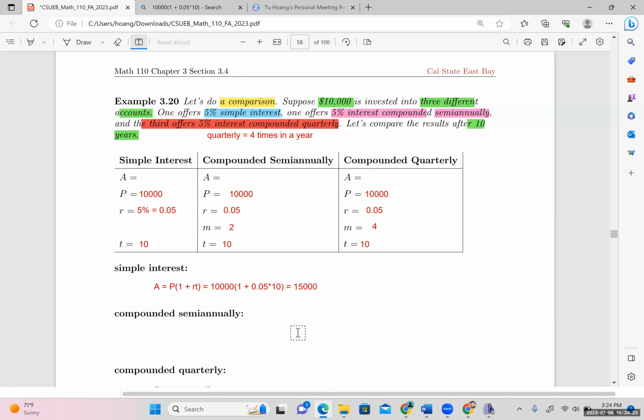So keep in mind that simple interest doesn't compound anything, all right? Okay, now what about compound semi-annually? So we have A equal to P times (1 plus R over M) raised to power M times T.